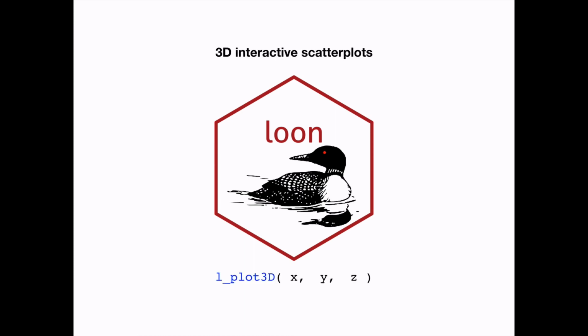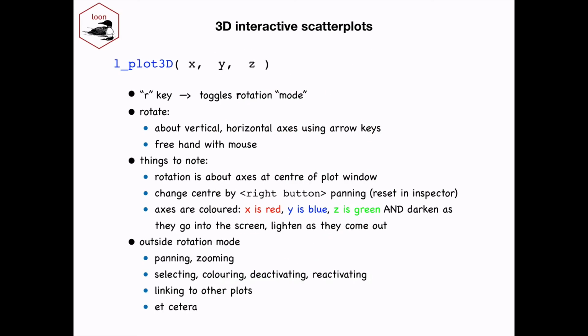In this video, I'm going to demonstrate 3D interactive scatter plots in Loon. In Loon, we achieve that with the l_plot3D function, which is just like a regular scatter plot with the exception that it's got an extra coordinate, Z. So that'll allow us to show the points as a 3D point cloud, which we can rotate around interactively.